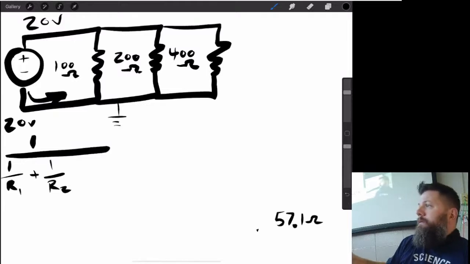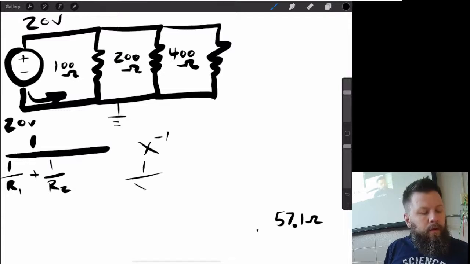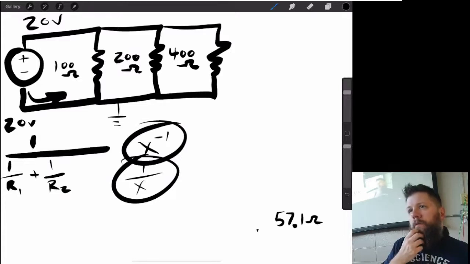That is a pain, okay? So that's why I was trying to teach y'all to use the inverse button, which looks like that, or it might look like this, okay? It's going to look like one of those two things on there.